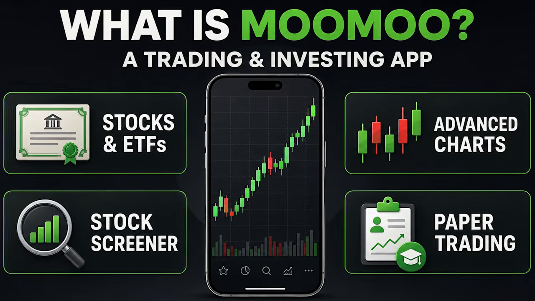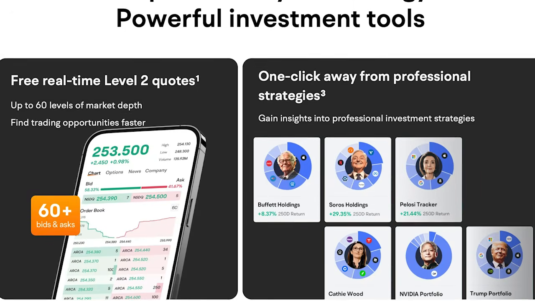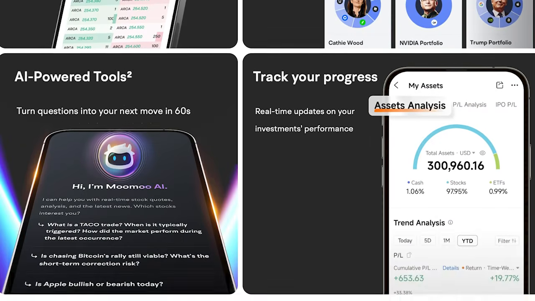So for those of you that don't know, Moomoo is a stockbroker that allows you to buy and sell stocks. Now, why a lot of traders love it is because it offers advanced tools, stock screening, free paper trading, level 2 market data, commission-free trading, but honestly, it's actually one of the best trading apps for 2026. I've used Moomoo, like I said, over the past 5 years, and I absolutely love them.